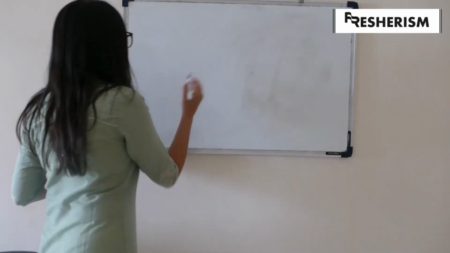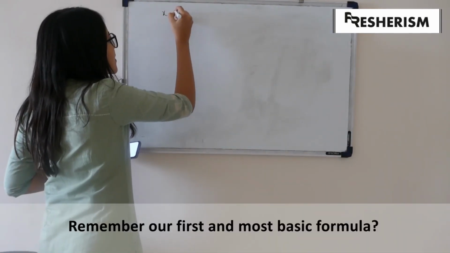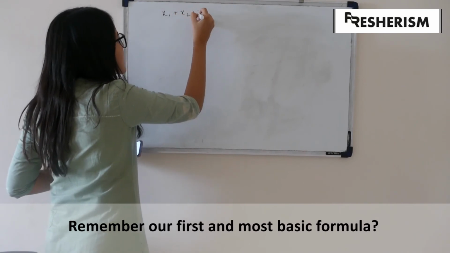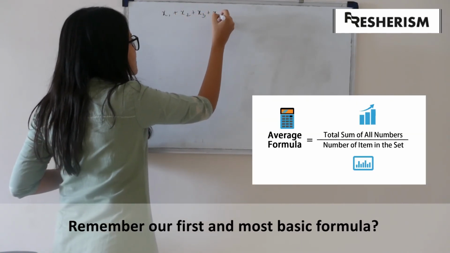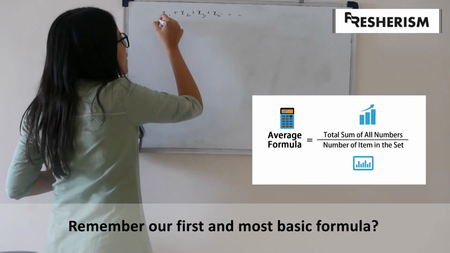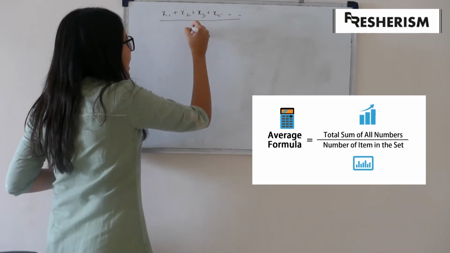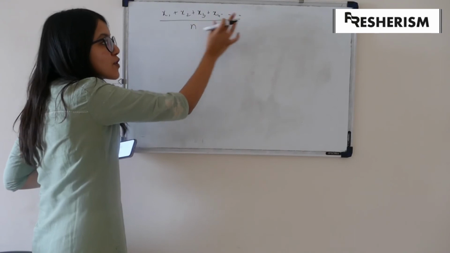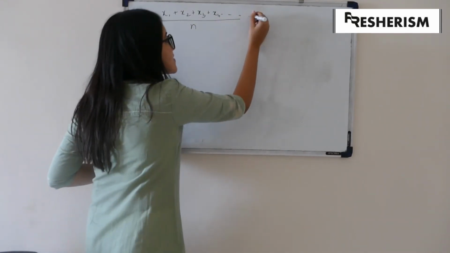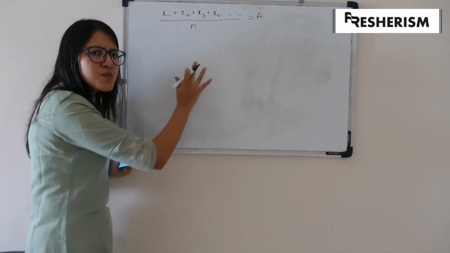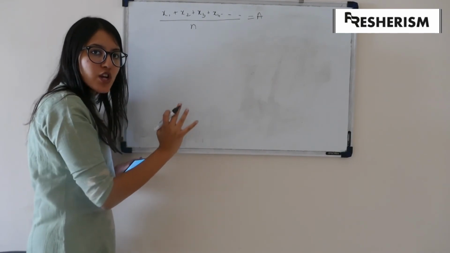Let us begin with this first. x1 plus x2 plus x3 plus x4 and so on, when divided by n, which is the number of numbers on top, gives us the average. This is the most basic formula of average.